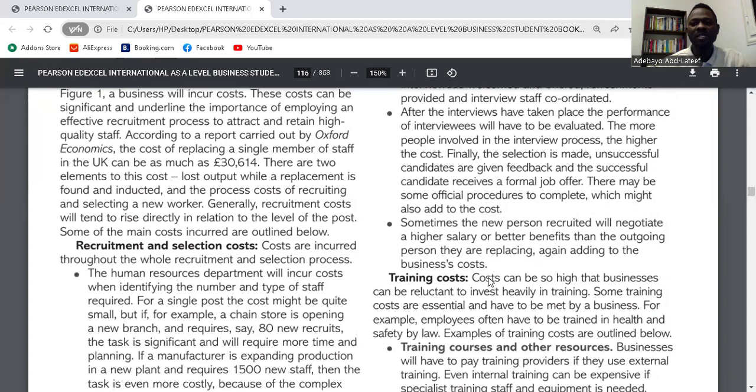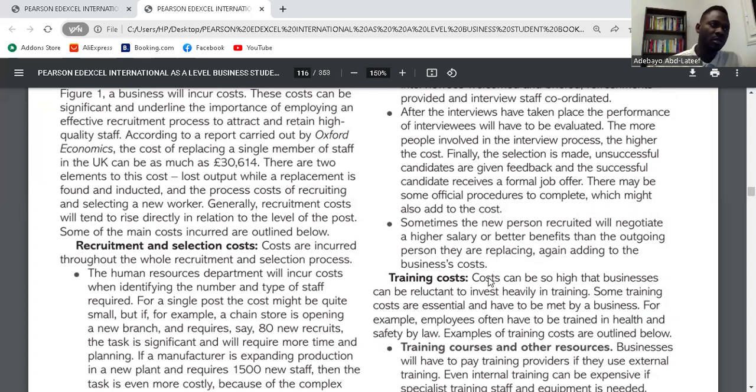After the interviews have taken place, the performance of interviewees will have to be evaluated. The more people involved in the interview process, the higher the cost. Finally, the selection is made. Unsuccessful candidates are given feedback, and successful candidates receive a formal job offer. There may be some official procedures to complete, which might also add to cost.